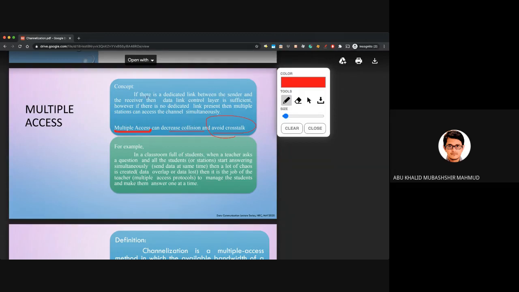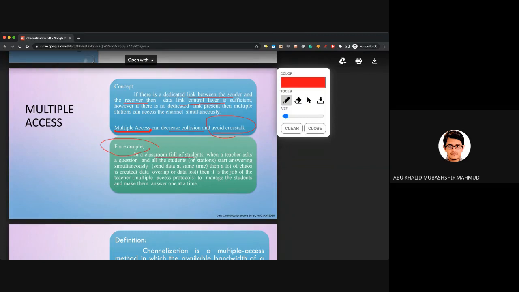So in some topologies there is a direct link between the sender and the receiver, and then the data link control layer is sufficient. But if there is no dedicated link, as in the majority of the topologies that we see, then we need this multiple access protocol. So we go to the example.